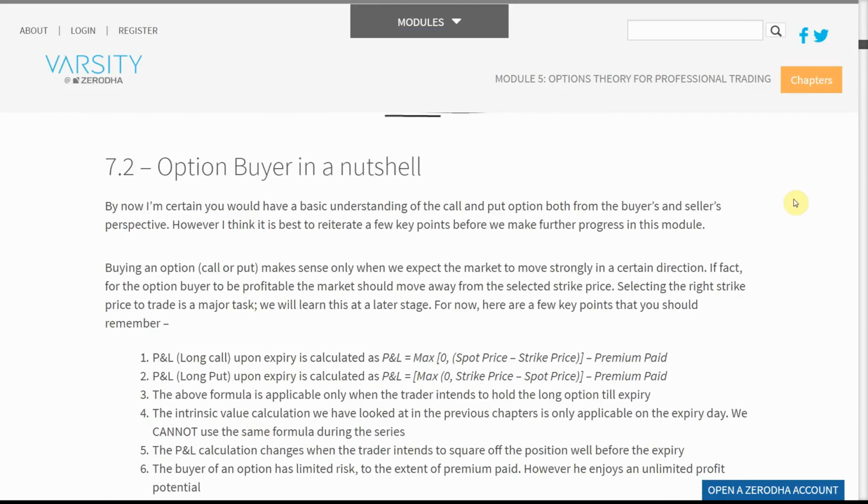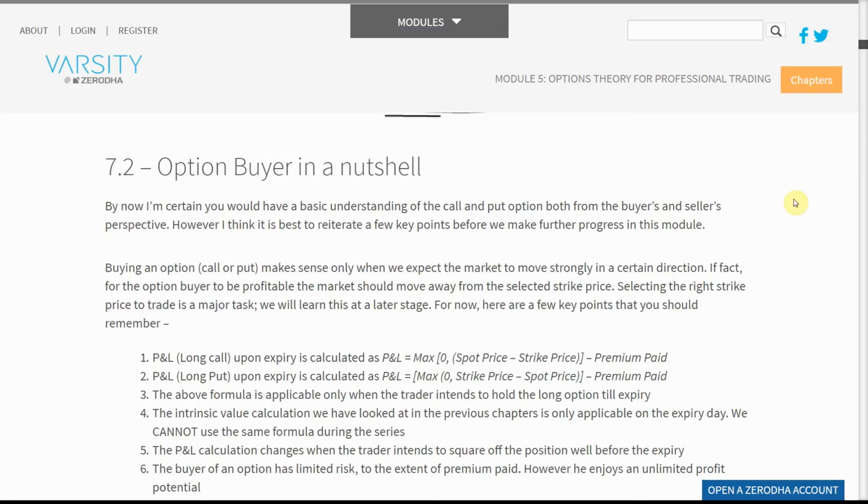7.2 Option buyer in a nutshell. By now I'm certain you would have a basic understanding of the call and put option both from the buyer's and seller's perspective. However, I think it is best to reiterate a few key points before we make further progress in this module. Buying an option, call or put, makes sense only when we expect the market to move strongly in a certain direction. In fact, for the option buyer to be profitable, the market should move away from the selected strike price. Selecting the right strike price to trade is a major task. We will learn this at a later stage.